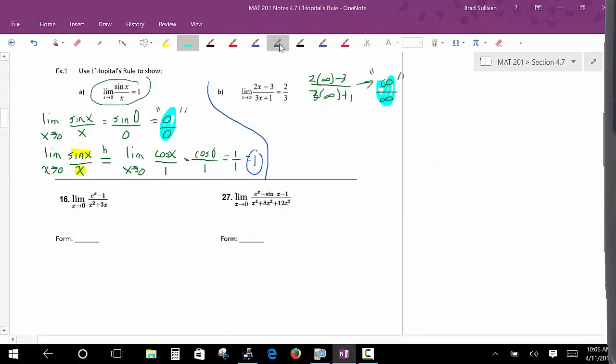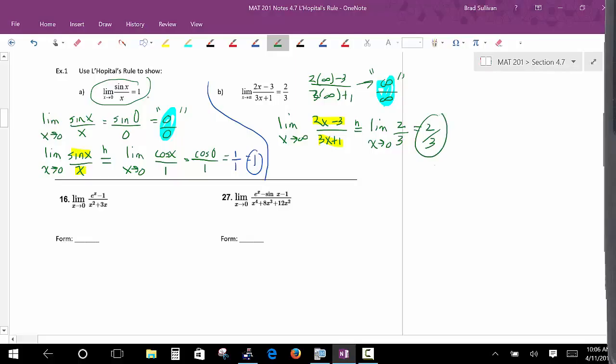Okay, so what we're going to do is this one works out real easily. So we're going to do the limit as x goes to infinity of 2x minus 3 over 3x plus 1. And we're going to do L'Hopital's rule. Okay, so this one's easy. What's the derivative of the top? What's the derivative of the bottom? 3. So we got a limit of a constant now. So we have the limit as x goes to infinity of 2 over 3, which is 2 over 3.